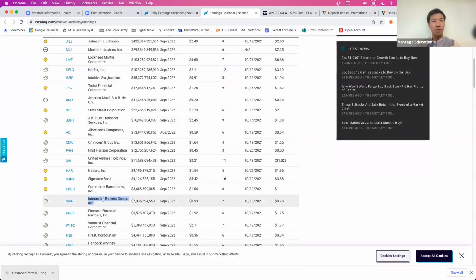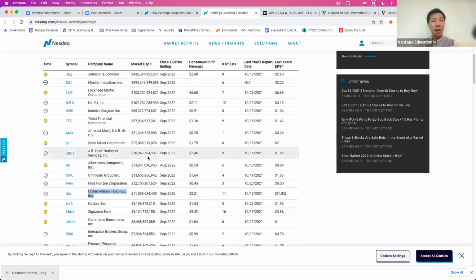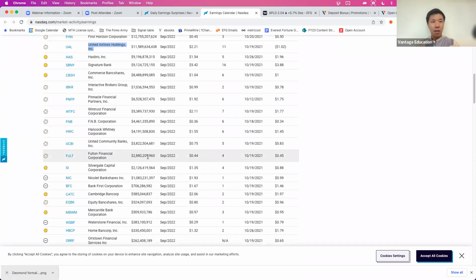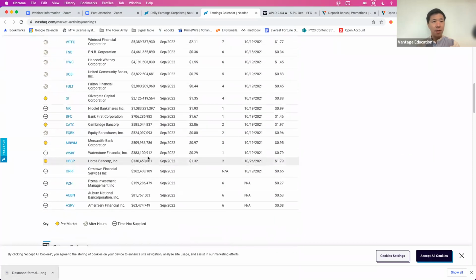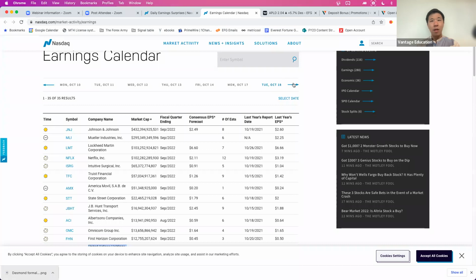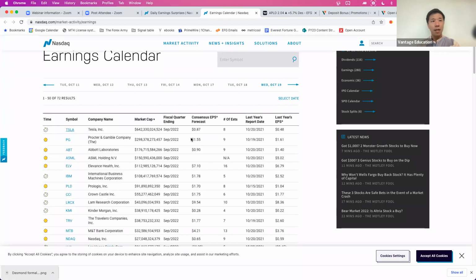Interactive Brokers Group, super nice. Hasbro, United Airlines, very interesting, because there are a lot of flights being resumed in the last few months, right? Just a lot of things that you can really look at over here. What do we have tomorrow? Bam. Tesla, holy smokes, a Tesla news release tomorrow. Crazy stuff can happen there too.